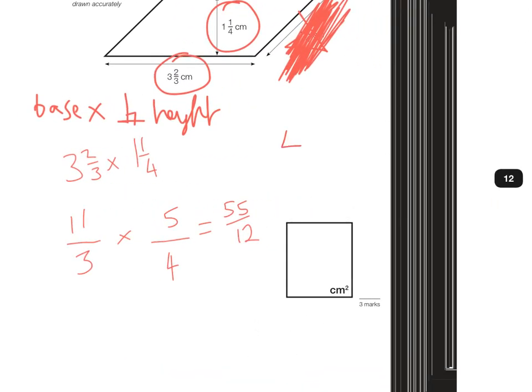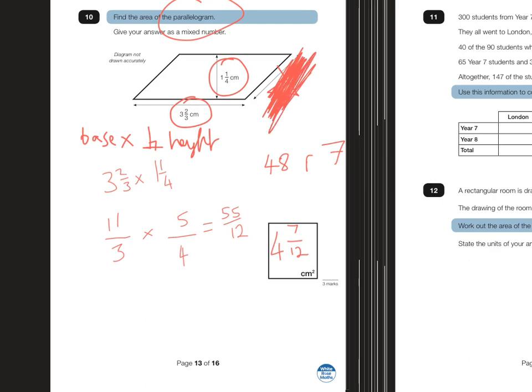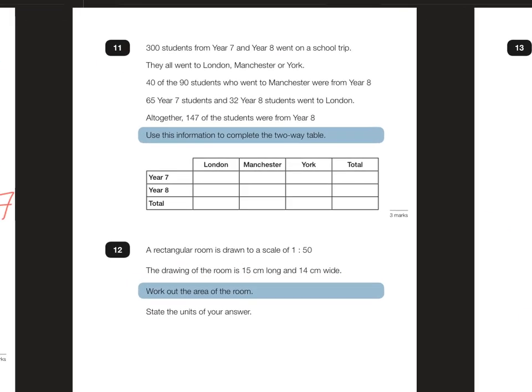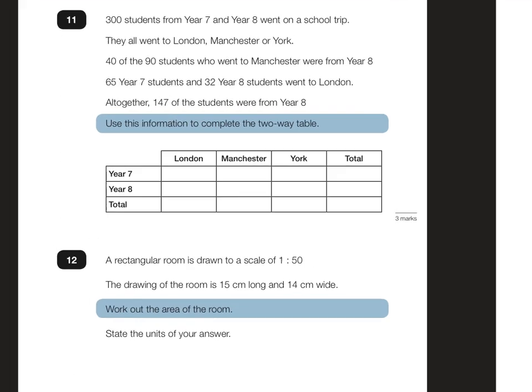12 goes 4 times to make 48. And I'll have 7 left over. So it's 4 times with 7/12. Notice we didn't use this? Dead to you. Number 11. This was done brilliantly. Actually, really, really well. Couple of people made small mistakes, but generally pretty good. So 300 is your total.